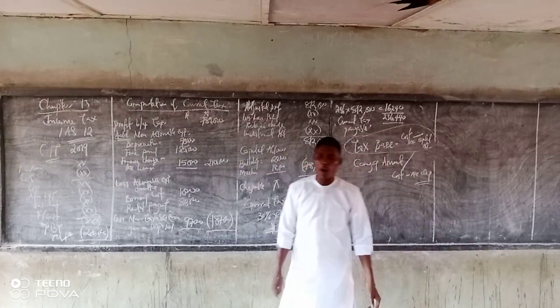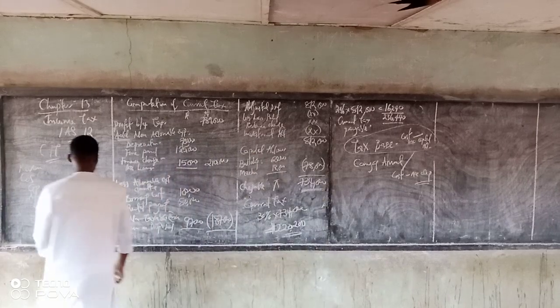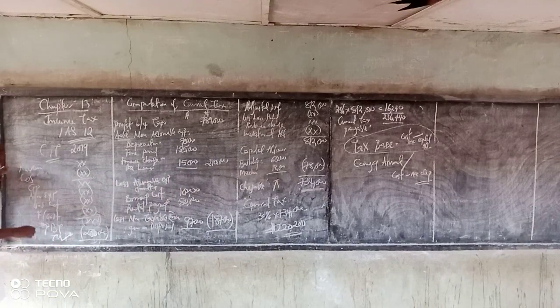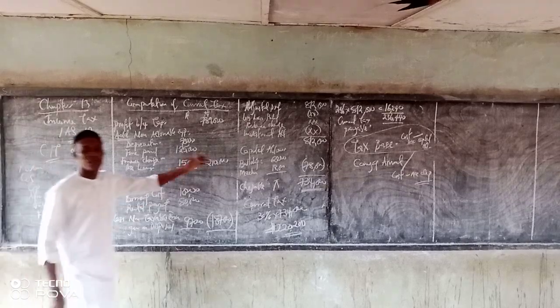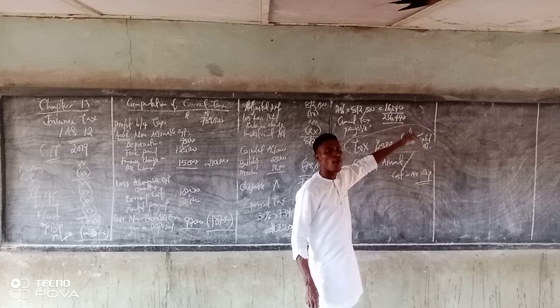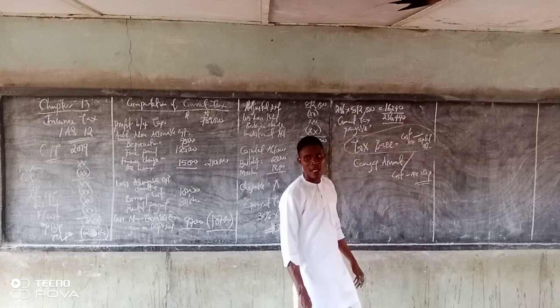Are we together? But on the other way around, if what you have here is 250,000, and by the time you now compute the tax liability, you have 236,440, then you have overestimated your tax for the period.